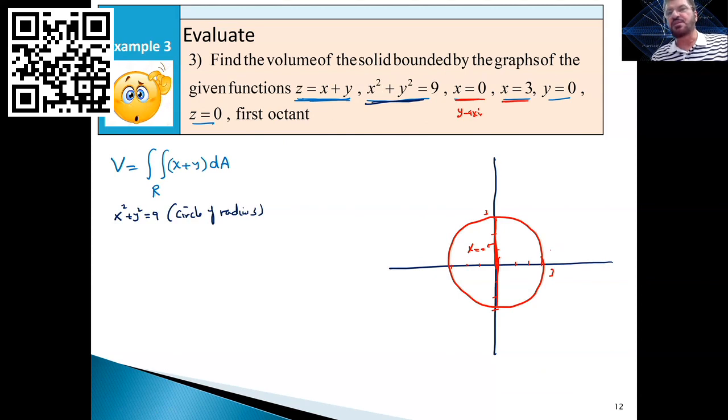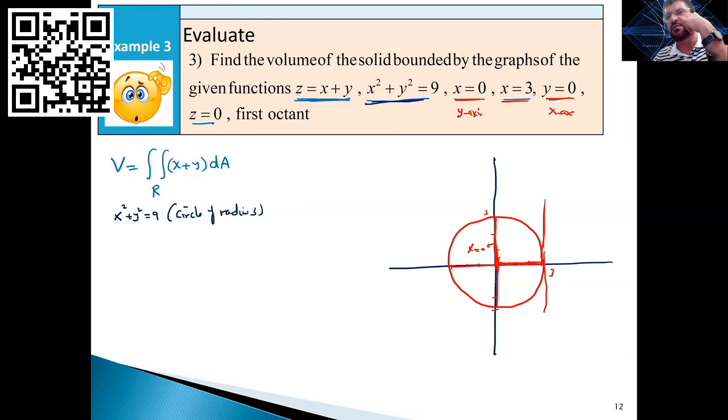X equal to 3. Here is a 3, guys. So this is the end. So this is x equal to 3. It's this line, right? X equal to 3 is this line. So x from 0 to 3, mainly. Y equal to 0, we know this is the x-axis. Where is the x-axis? Here is the x-axis.